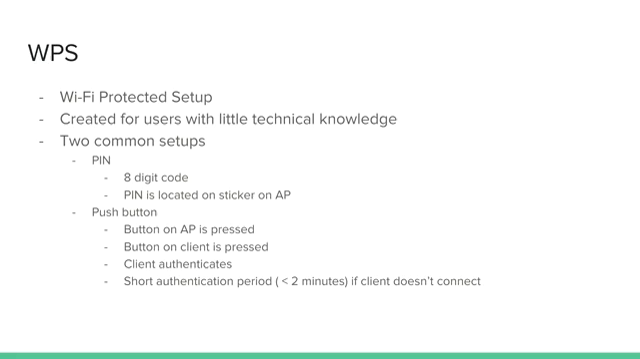The AP will turn off the WPS signal once a client is connected, or if the time limit is up, which is often 2 minutes or less, to minimize the window that an attacker could connect.